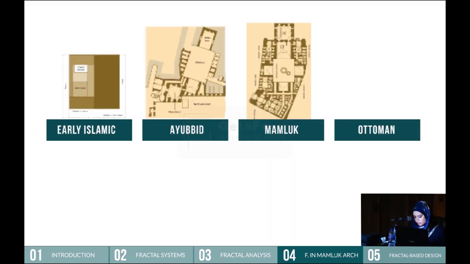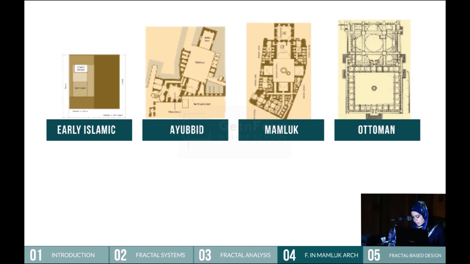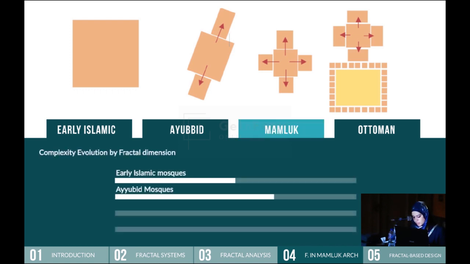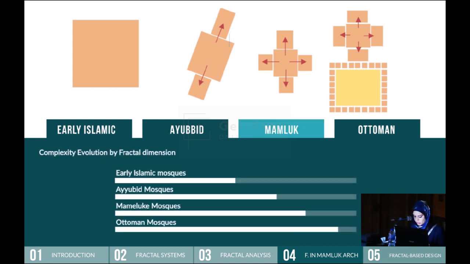This is chapter 4. A recorded notice while analyzing the Islamic architecture is that the complexity increased over time. In the early period, the simple square shape of the mosque gives a fractal dimension equal to 1, while it is the maximum in Mamluk and Ottoman architecture.